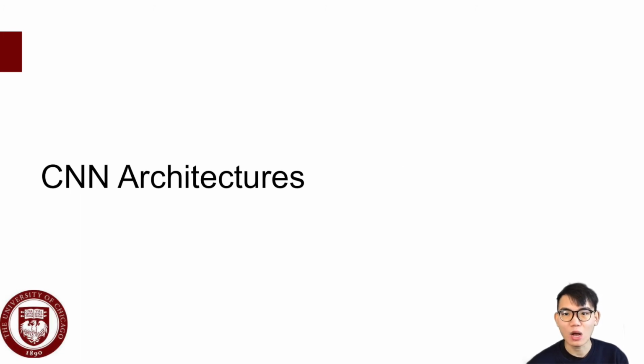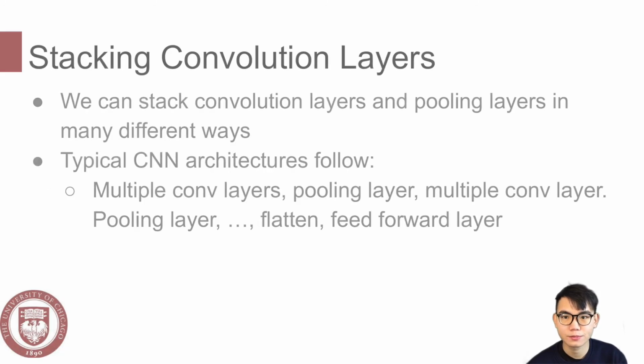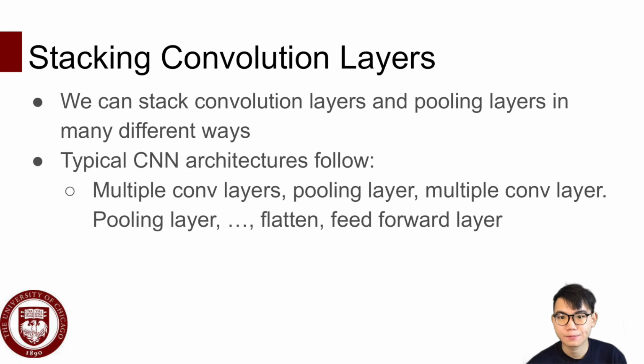Now let's discuss how we can stack CNN layers to form architectures. As you can imagine, there are many different ways to stack convolutional layers, and there are many hyperparameters to tune. It's inefficient to try all combinations of the hyperparameters, so it's a good idea to follow some heuristics when building these architectures.